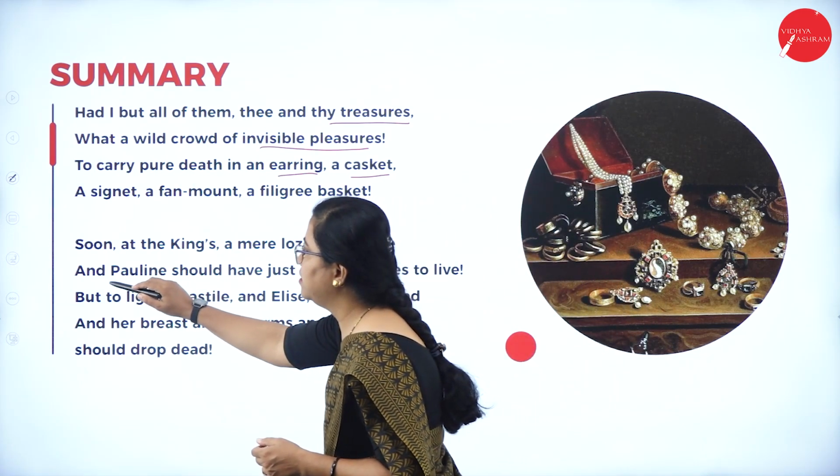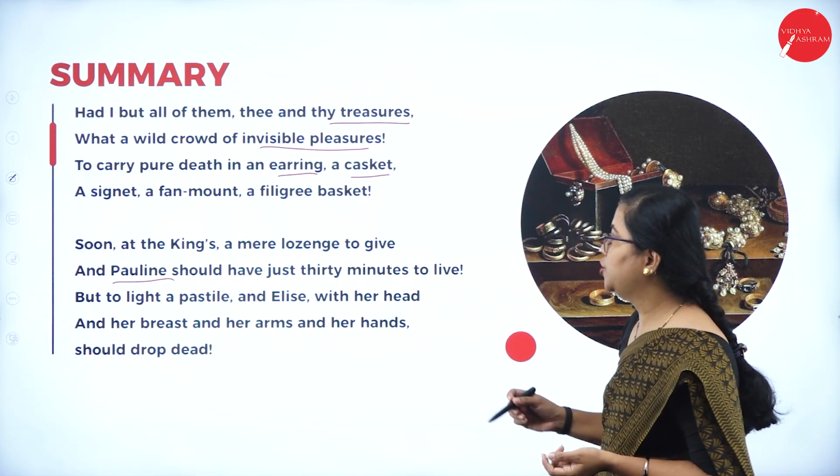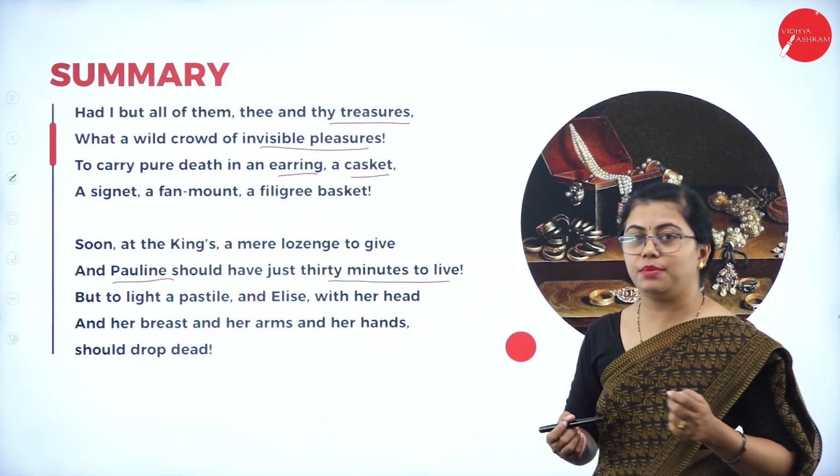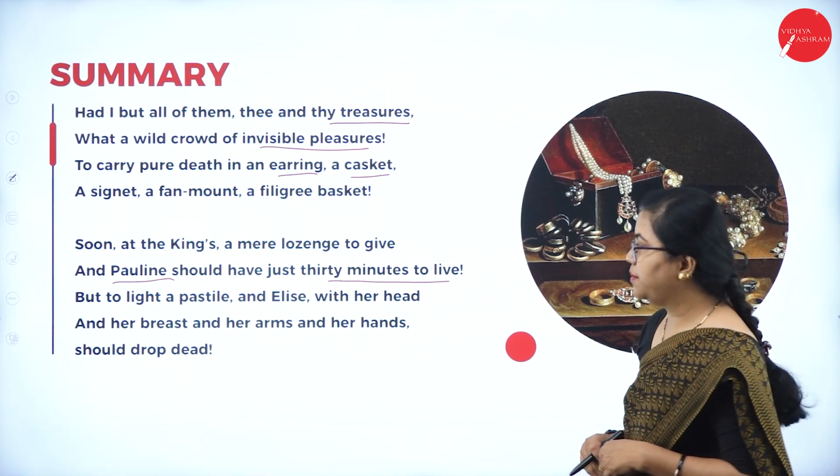So this may be the name of the lady she is intending to kill. So Pauline should have just 30 minutes to live. That means she has only 30 minutes to survive after the poison is administered.